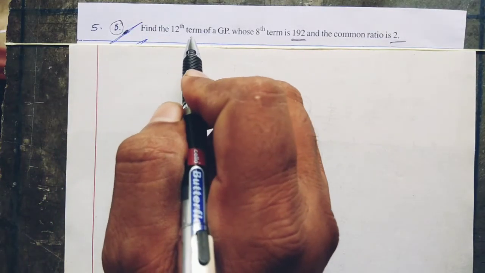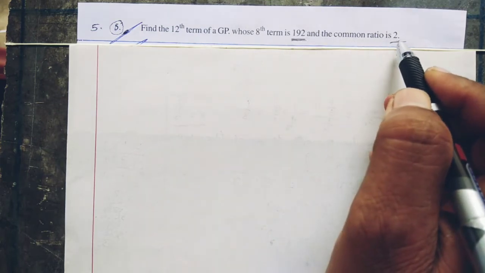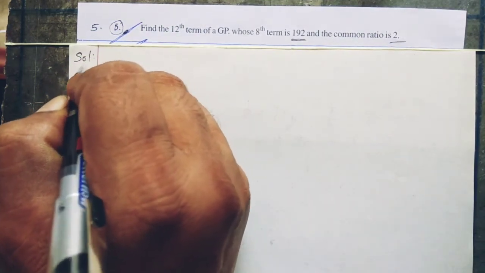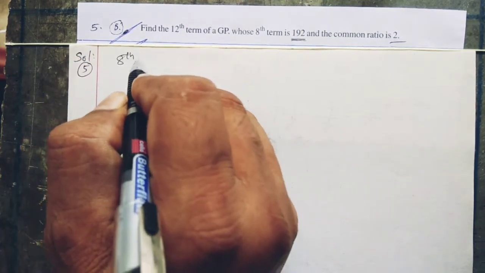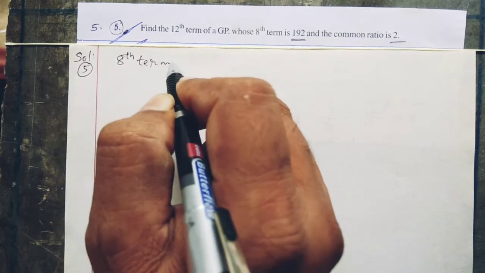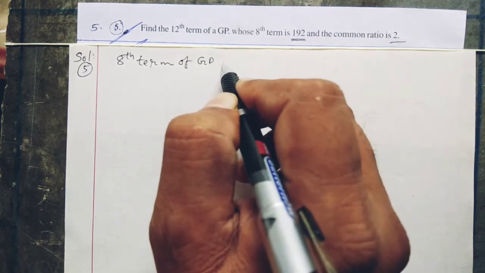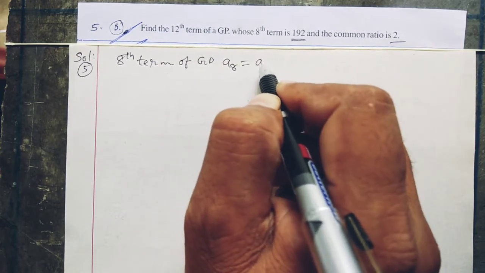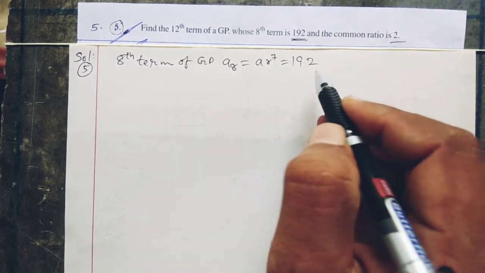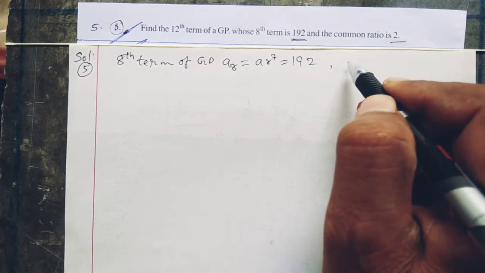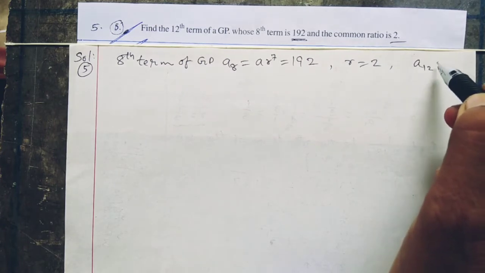Fifth problem: find the 12th term of a GP whose 8th term is 192 and the common ratio is 2. Solution for the fifth problem: given the 8th term of the GP, A8 is equal to A r to the power of 7, which is equal to 192, and also given common ratio 2. We have to find A12.